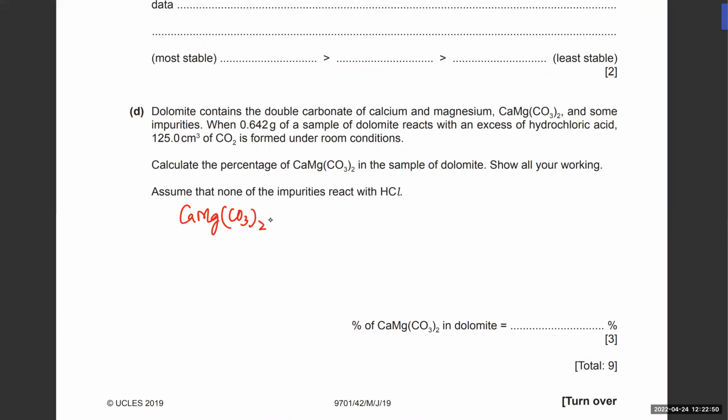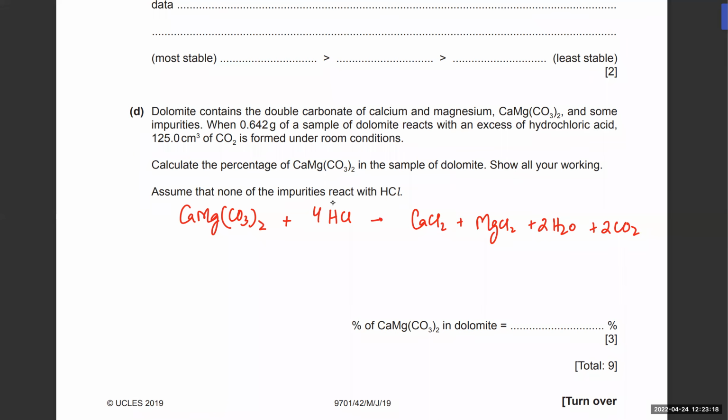So if it reacts with HCl, what is the reaction? It would form calcium chloride, and it will also form magnesium chloride, plus water plus carbon dioxide. You just have to balance this. So I guess you need 4 HCl, and there's going to be 2 H2O, and 2 carbon dioxides produced. So that's your balanced equation.